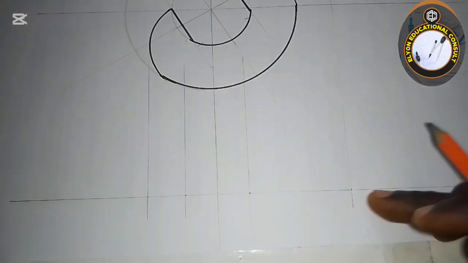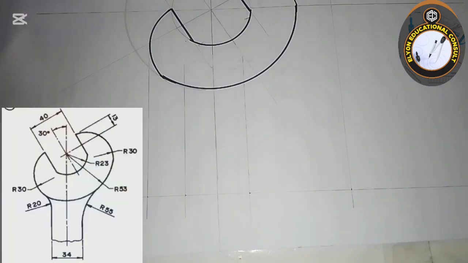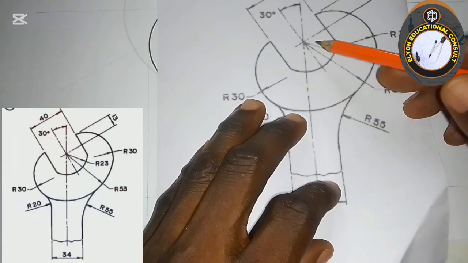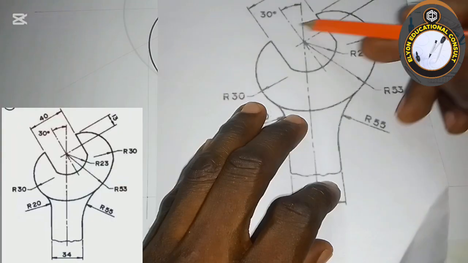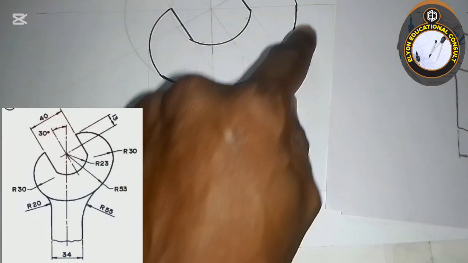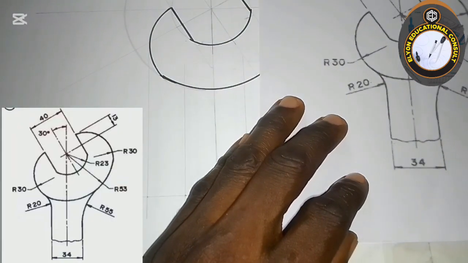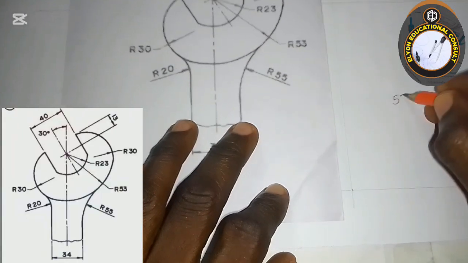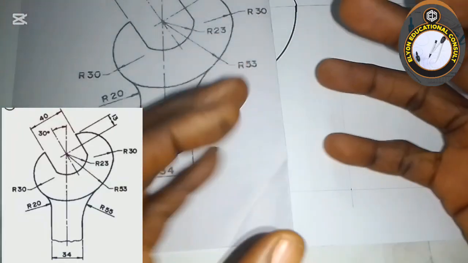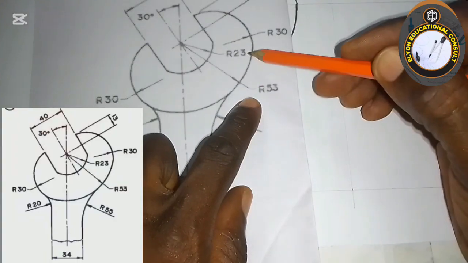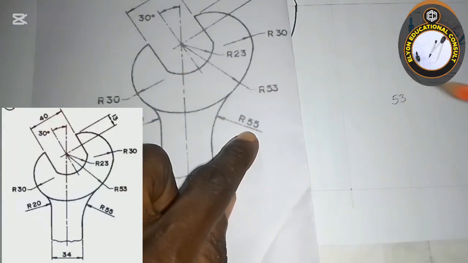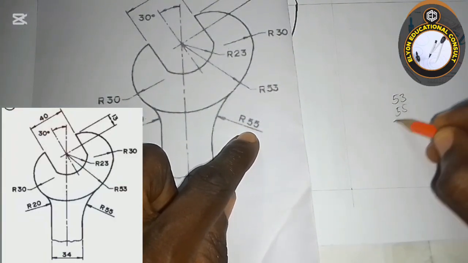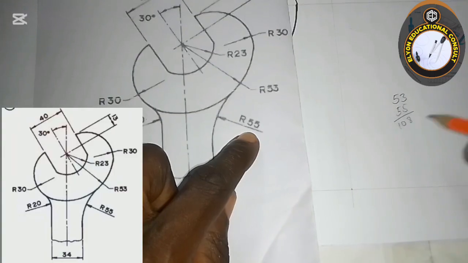Now what do we do now? The next thing I'm going to do is this. You can see the radius of this bigger circle here, for this side, is 53. So all I'm going to do here is, because it's an internal tangent, I'm going to add. So I will say 53 plus the radius of the tangent here, 55. So that will give us 108. So that will be 108.